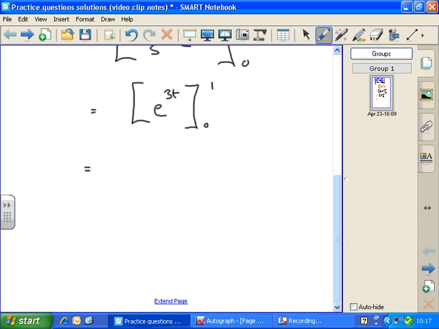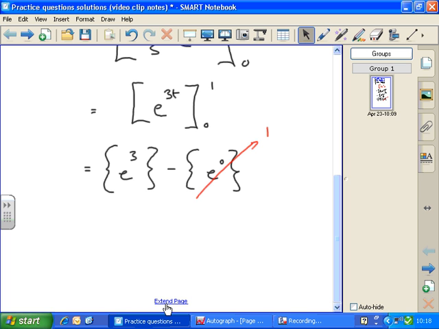So first of all, putting in the top limit, e to the 3, and then putting in the bottom limit and subtracting, e to the 0. And if you calculate that, you should find this comes to be the answer that's given in the text. Don't forget, of course, anything to the power of 0 is 1, so the second term just becomes 1 anyway. So that gives us our solution of 0.2703.